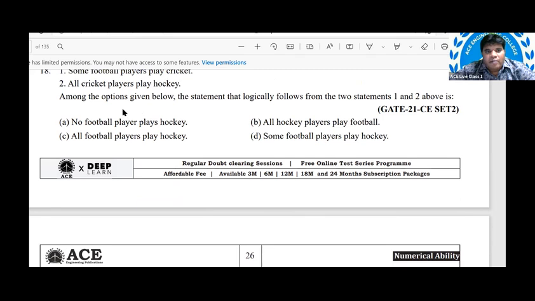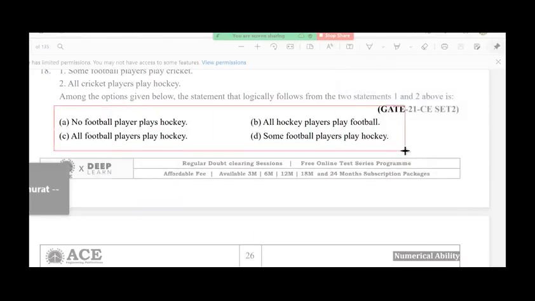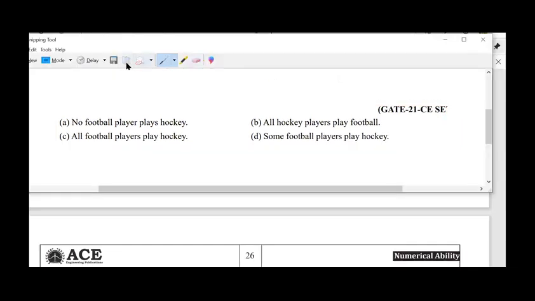Here they're asking: among the options given below, the statement that logically follows from the two statements 1 and 2 above. Logically follows is enough. It should follow logically. Okay, sir. Some football. Direct options.